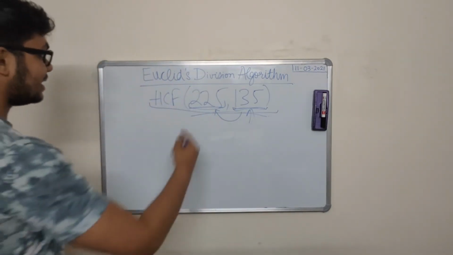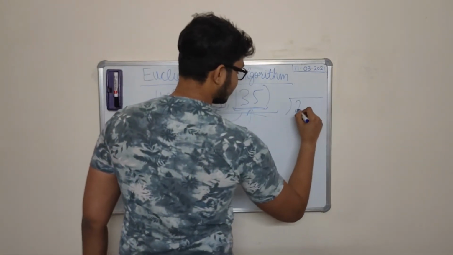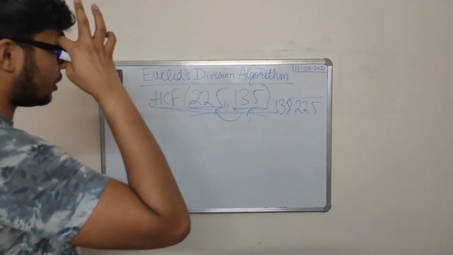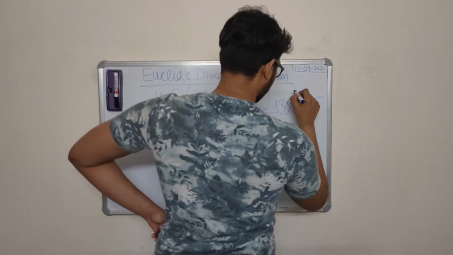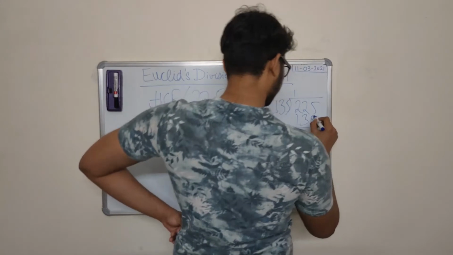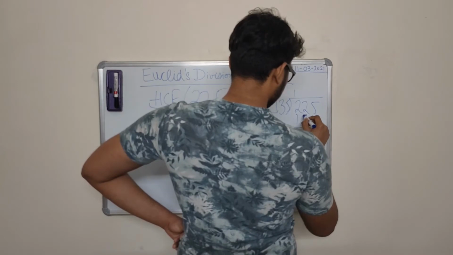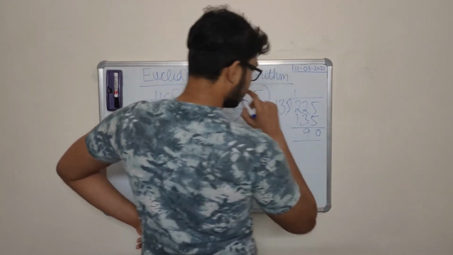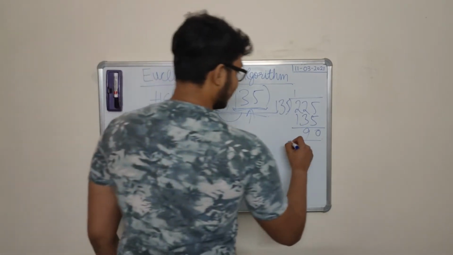So let's start with this. I will just divide 225 by 135. Let's see how it goes. I think it will only go in 1 time. So it would be 5 minus 5, 0, and this will give me 9. So 90 would be the remainder here. So yeah, 90 is the remainder, right?